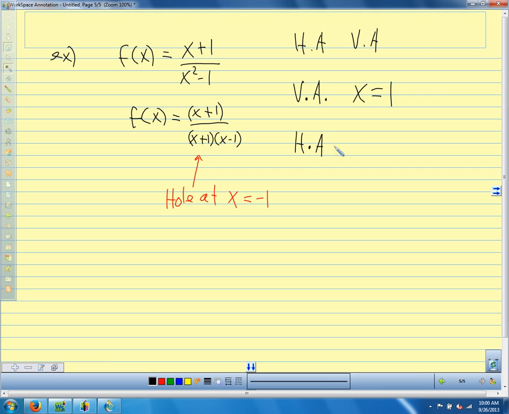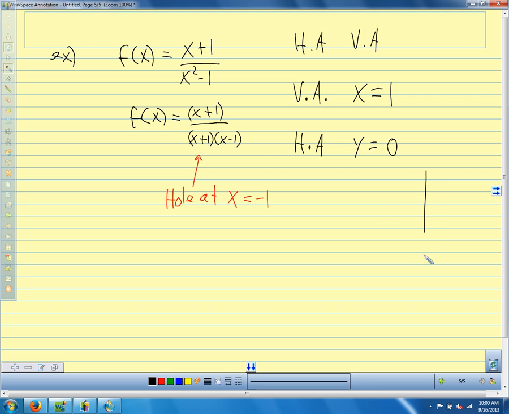Our horizontal asymptote: how are the degrees of the numerator and denominator related? The denominator is bigger, so what is our horizontal asymptote? y equals 0. The degree of the denominator is bigger, so y equals 0 is our horizontal asymptote.